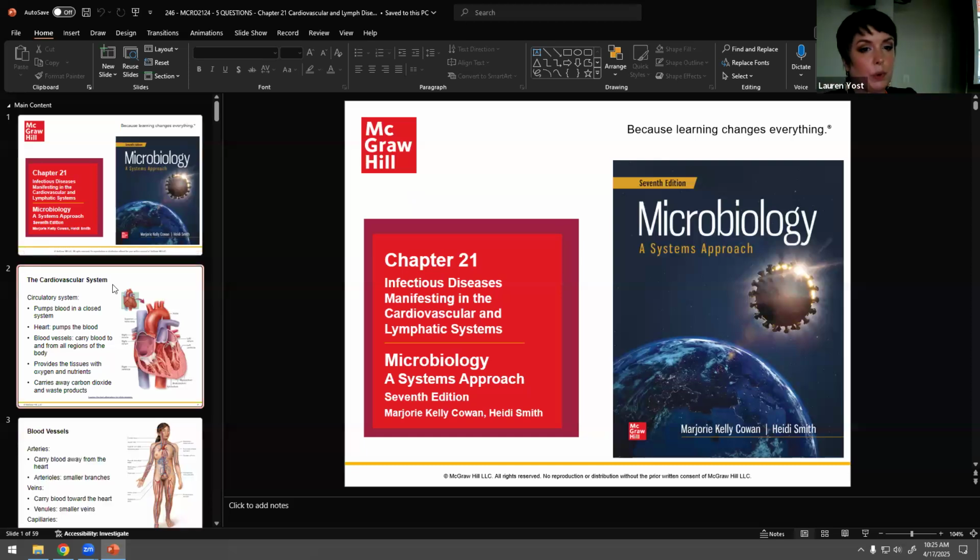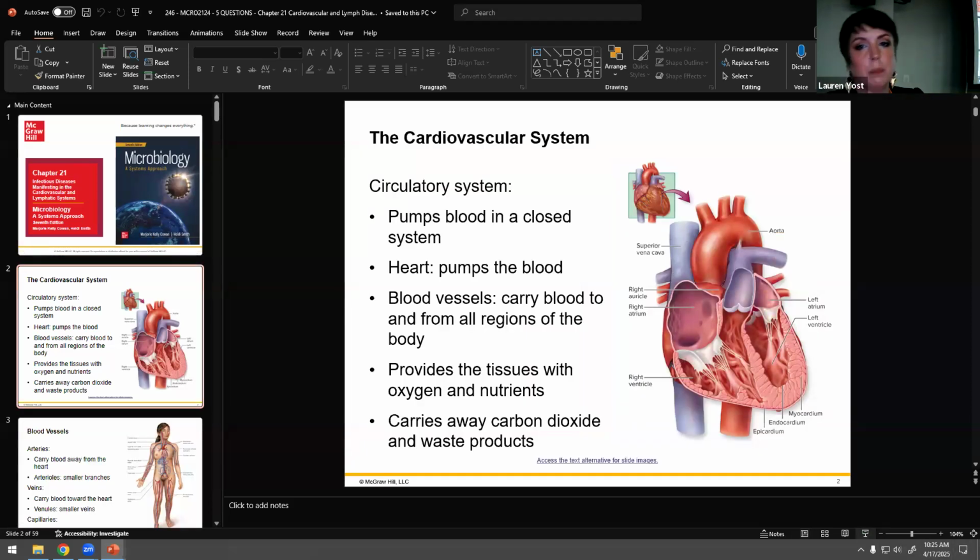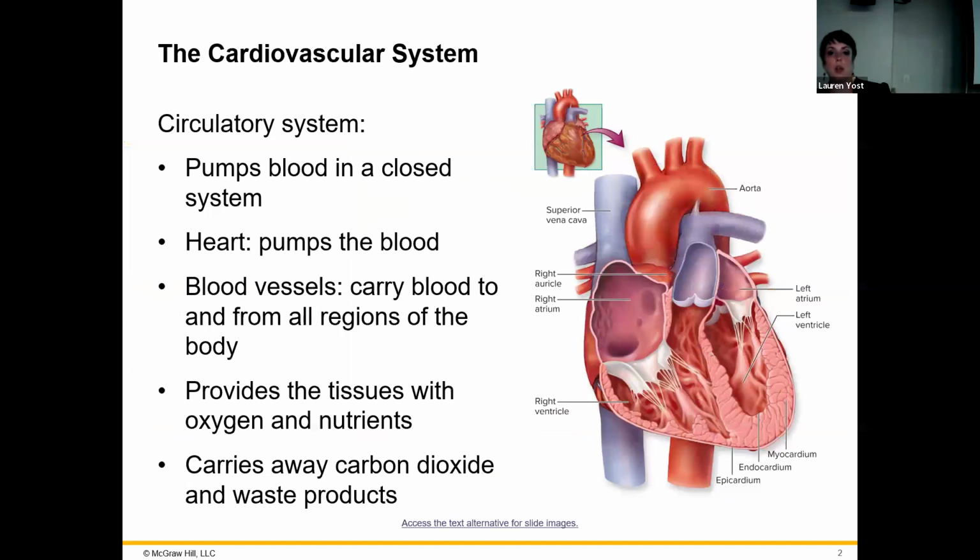So first things first, we're going to talk about the cardiovascular system a little bit. We know that the heart pumps the blood and circulates it throughout the body. This includes oxygenated blood going out to the tissues and then deoxygenated blood coming back to the heart and then getting circulated back to the lungs to become oxygenated again.